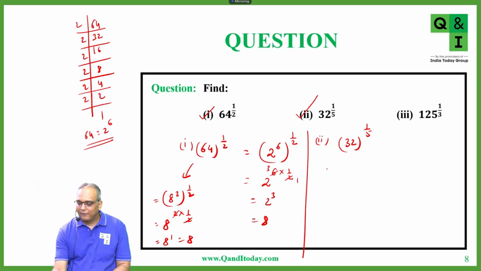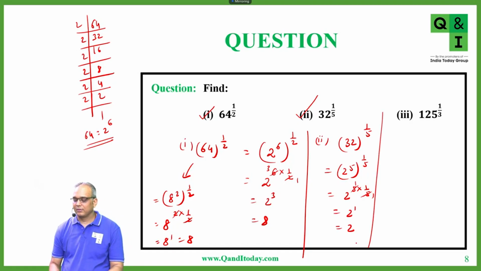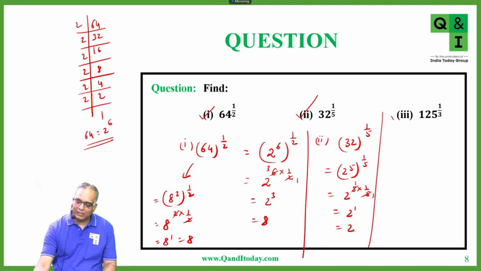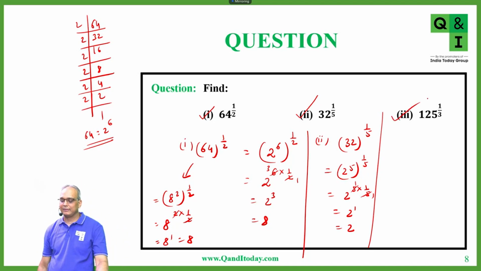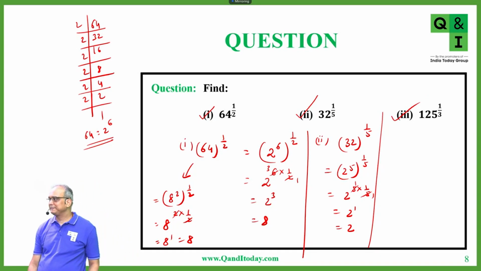Yes, so we will write 32 as 2 to the power 5 raised to the power 1 by 5. 2 to the power 5 into 1 by 5 gets cancelled. So this is 2 to the power 1 and the answer is 2. Right? Third one. Can you attempt this third one and tell me how to solve this?